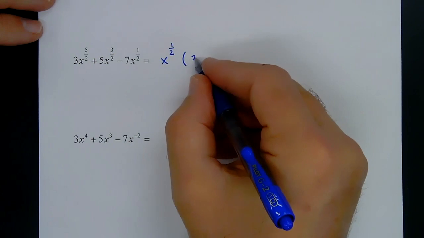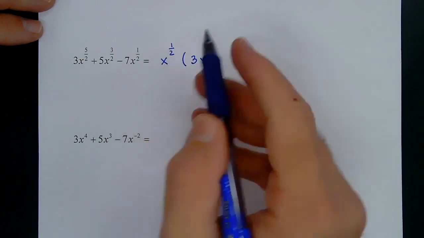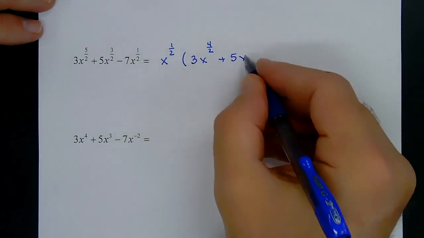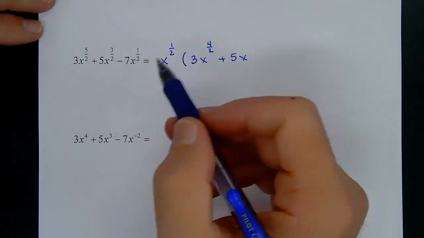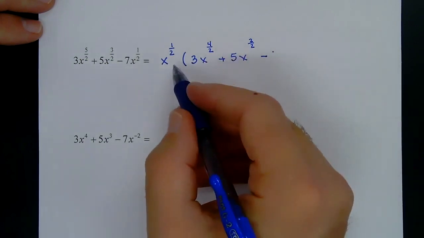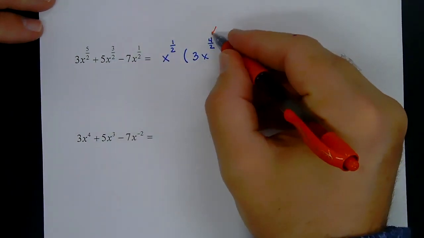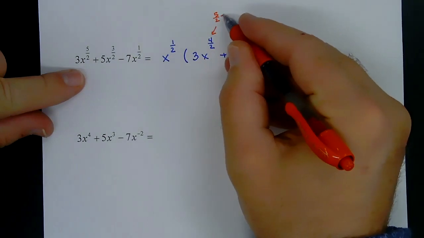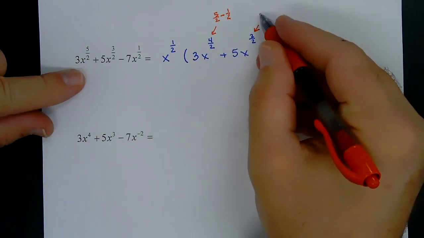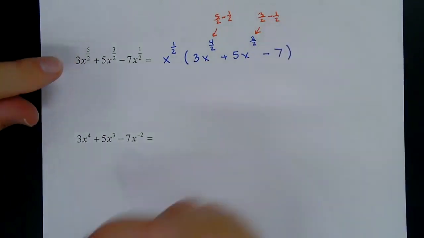this is going to become 3x, and we had 5/2, but we have to remove 1/2. So this is going to be 4/2, and then plus 5x. Well, we had 3/2, right? But we're going to take 1/2 away from it, so that makes 2/2. And then minus, and then we factor that x to the 1/2 out, so minus 7. Now, where did this 4/2 come from? Well, we started with 5/2, and we're removing the power that we factored out, the 1/2, and that's where the 4/2 comes from. And we had 3/2, and we took out the power we factored out, which is 1/2, and that's how we get the 2/2 here.